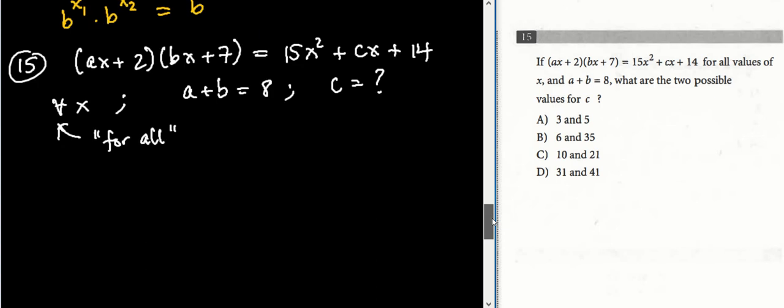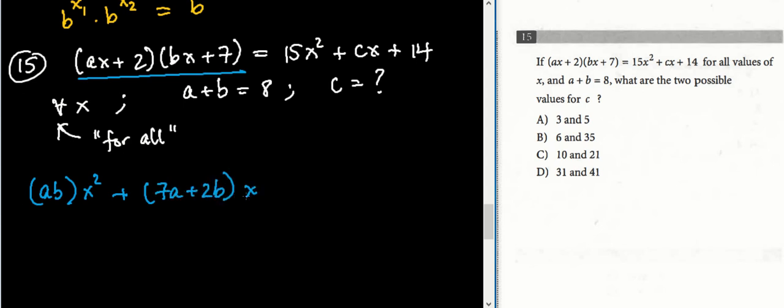So how do we go about handling a problem like this? Well, I would say the first step should be to simplify the left-hand side of the equation. So let's go ahead and do that. That's going to be ab times x² plus (7a + 2b) times x plus 14. And that has to equal 15x² + cx + 14. You might be wondering why I wrote it this way, and I'll try to explain that momentarily. But I'll note again that this has to be true for all x.